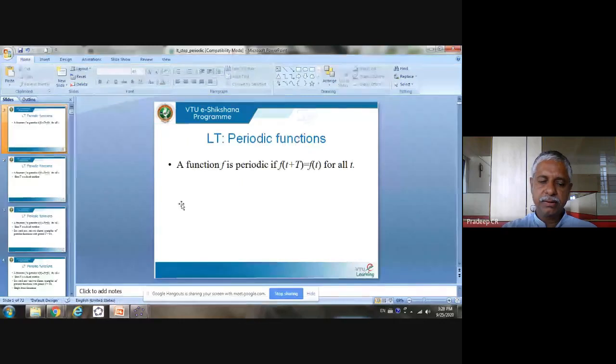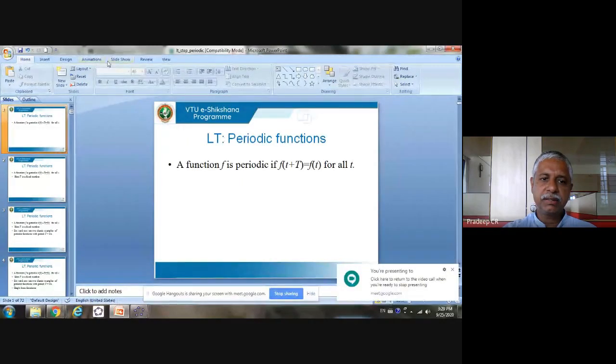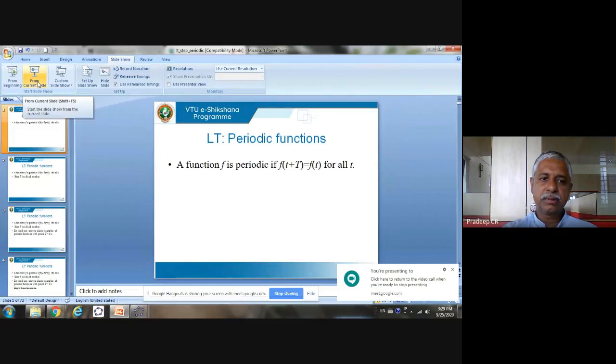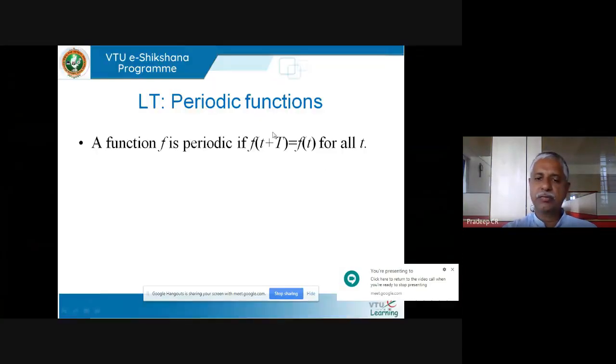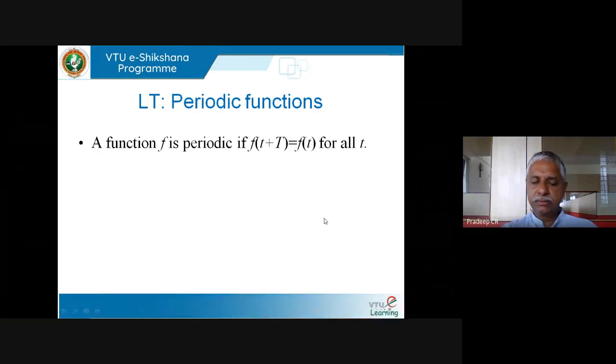Here it is. So we had started studying the Laplace transform of a periodic function. Before that, let me very briefly recall again what a periodic function is. A function f is periodic if f of small t plus capital T is f of t for all t. That means after every capital T, remember it's a fixed number, the function repeats itself.